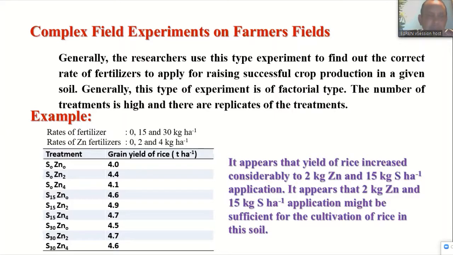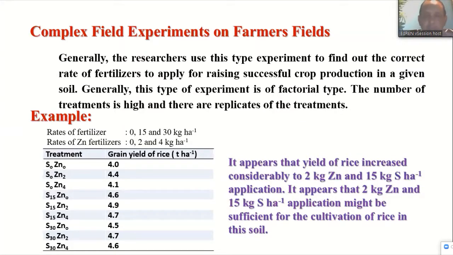All combinations will be made here. And obviously in this case also there would be a control. That means sulfur 0, zinc 0. This is the control.